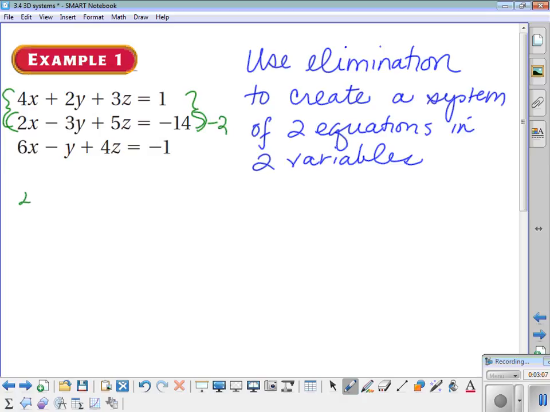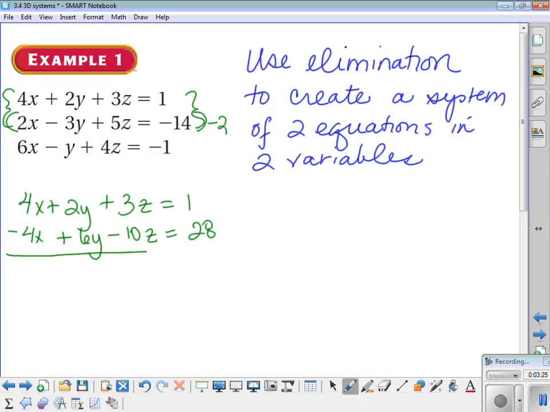So the first one stays the same. 4x plus 2y plus 3z is equal to 1. And then multiplying by negative 2, I get negative 4x plus 6y minus 10z is equal to a positive 28. So now when I combine them, my x's cancel out, and I have 8y minus 7z is equal to 29.